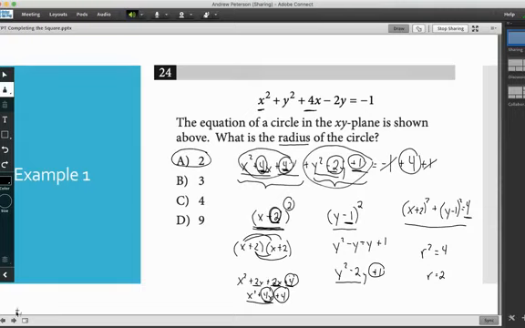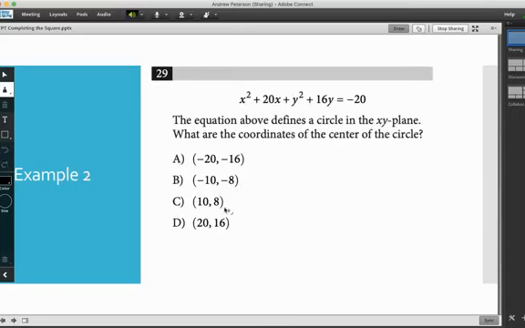All right, let's try another one now that we have a little bit more seasoning on ourselves. So the equation above defines a circle in the xy plane. What are the coordinates of the center of the circle? Okay, so a bit of a different question here. Coordinates of the center, right? It's not looking for the radius, but that's okay. We talked about how to get the coordinates of the center.